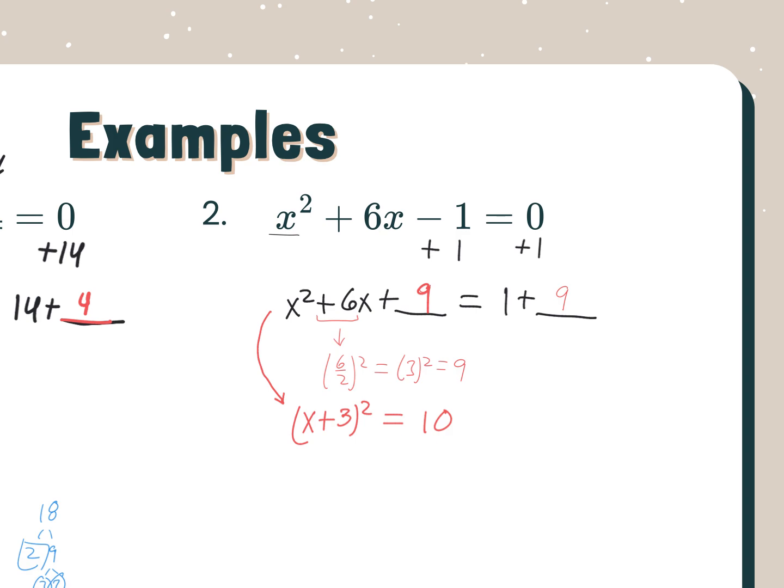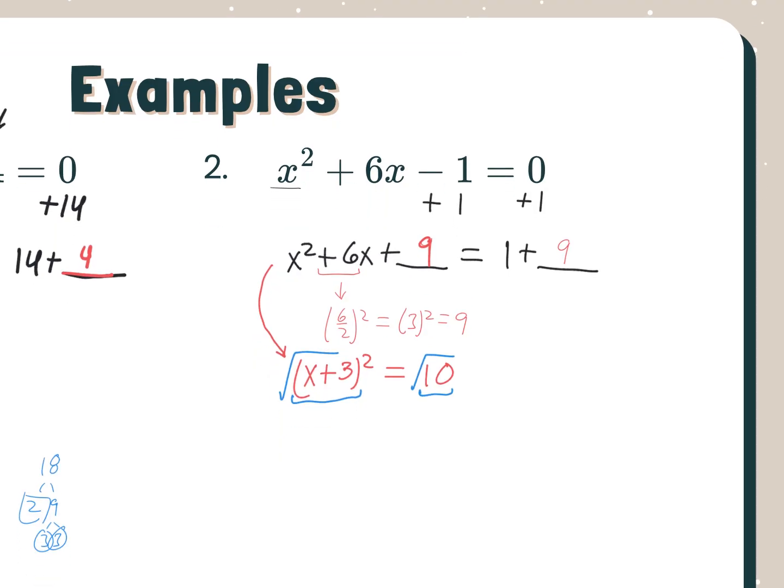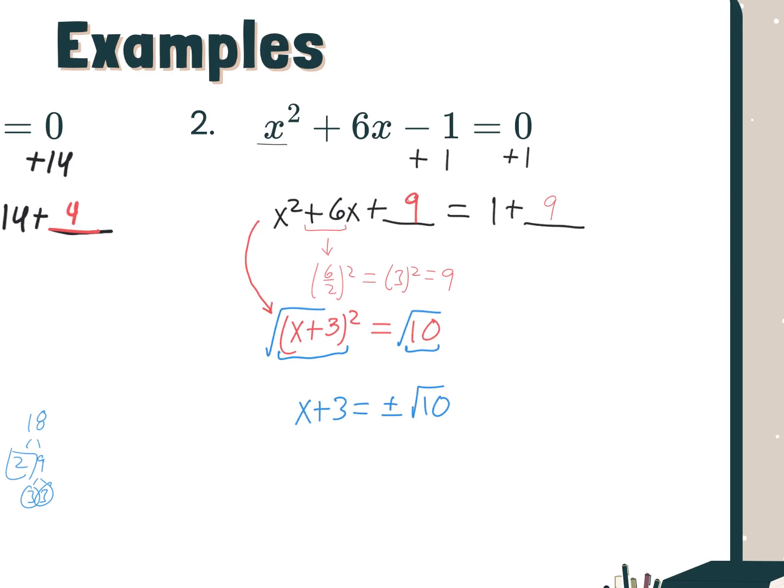All right, and then this looks exactly like something that we did in the previous problem, right? I have something, x plus 3 squared. I have something squared equals a number, so all I have to do is square root both sides of the equation. And then I get x plus 3 equals plus or minus the square root of 10. And then from here to get the x by itself, I would subtract 3 on both sides. So then I get x equals negative 3 plus or minus the square root of 10.